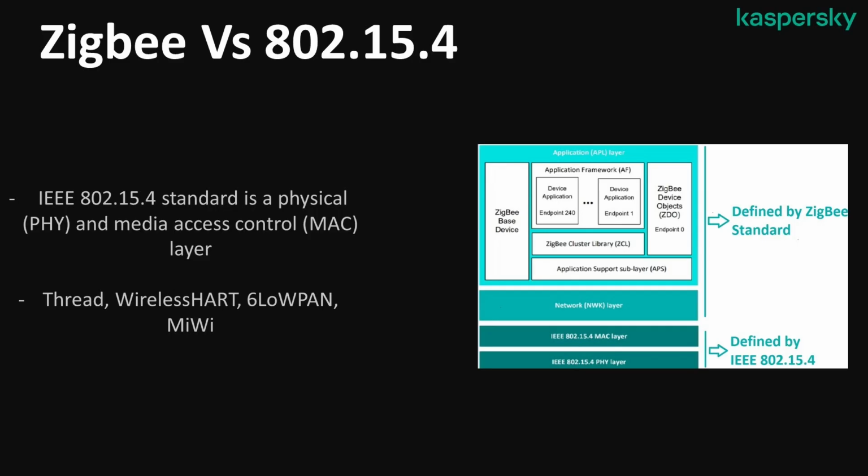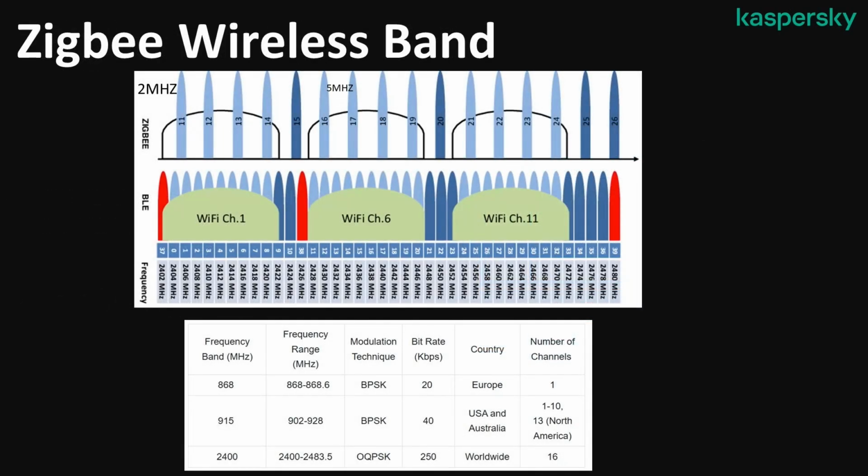So here's the wireless band. I said it operates in 2.4 gigahertz. Actually, there's another frequency band too, but we will concentrate today on 2.4. ZigBee shares it with Bluetooth and Wi-Fi, as you can see in the photo. We have 16 channels from 11 to 26. Each channel's bandwidth is 2 megahertz, and we have a 5 megahertz gap between these channels.